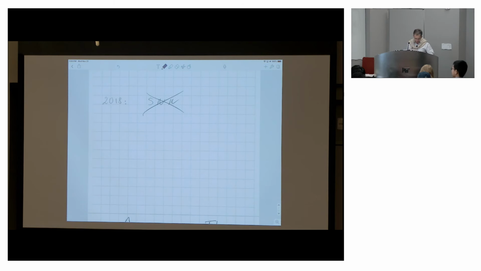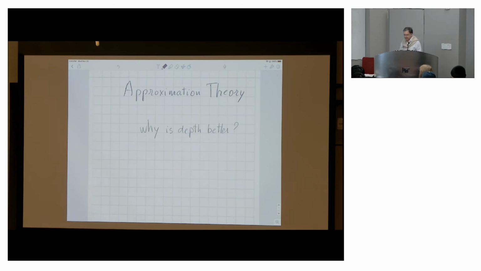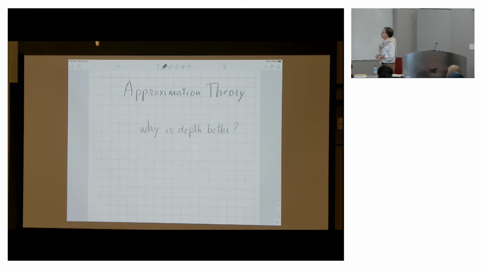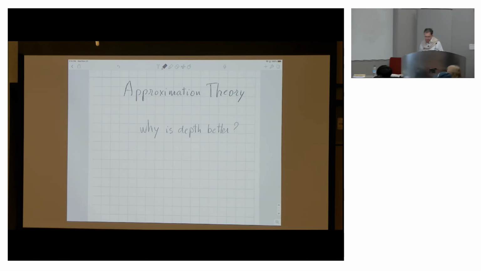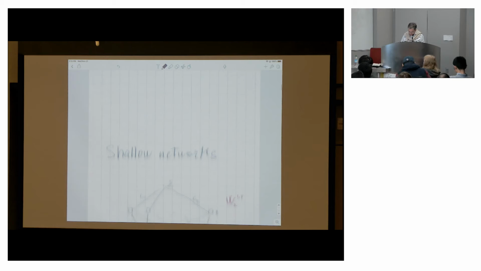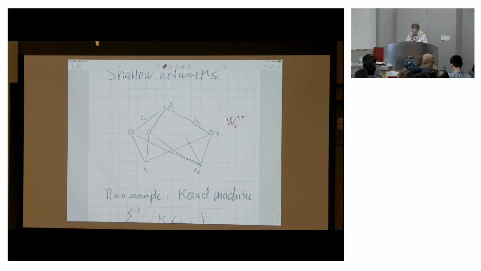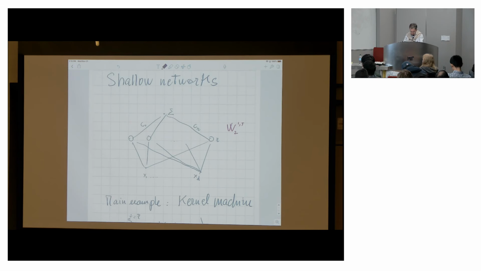So now what I want to tell you today is really about approximation theory. And from this point of view, it's just one point of view, why depth, so more than one shallow layer, may be better.